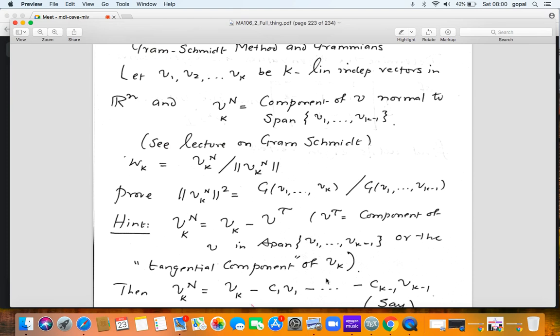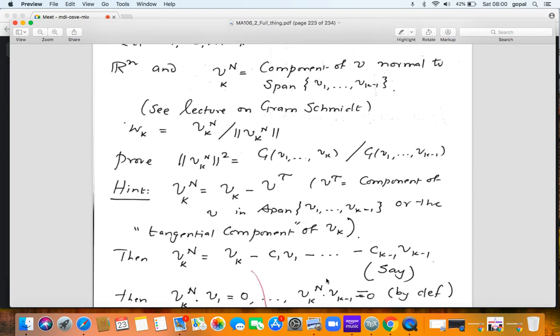Is there a nice expression for this norm of Vkn? There is. The norm of Vkn squared is a ratio of two Gramians. It's a beautiful result, very useful in many applications. And the proof is very easy. In fact, it is being left as an exercise. If you want to do it for three vectors V1, V2, V3, go ahead. Take k to be 3, do the complete calculation, and you will immediately see that the general case simply follows along the same lines.